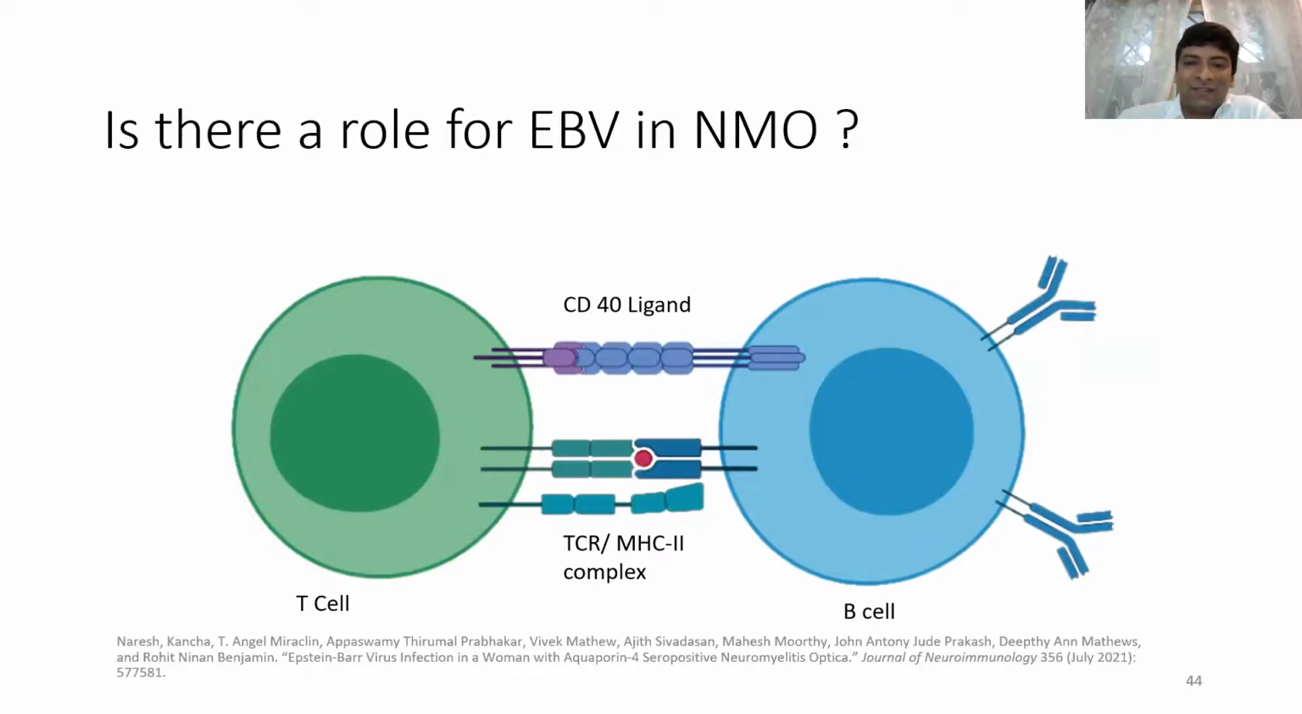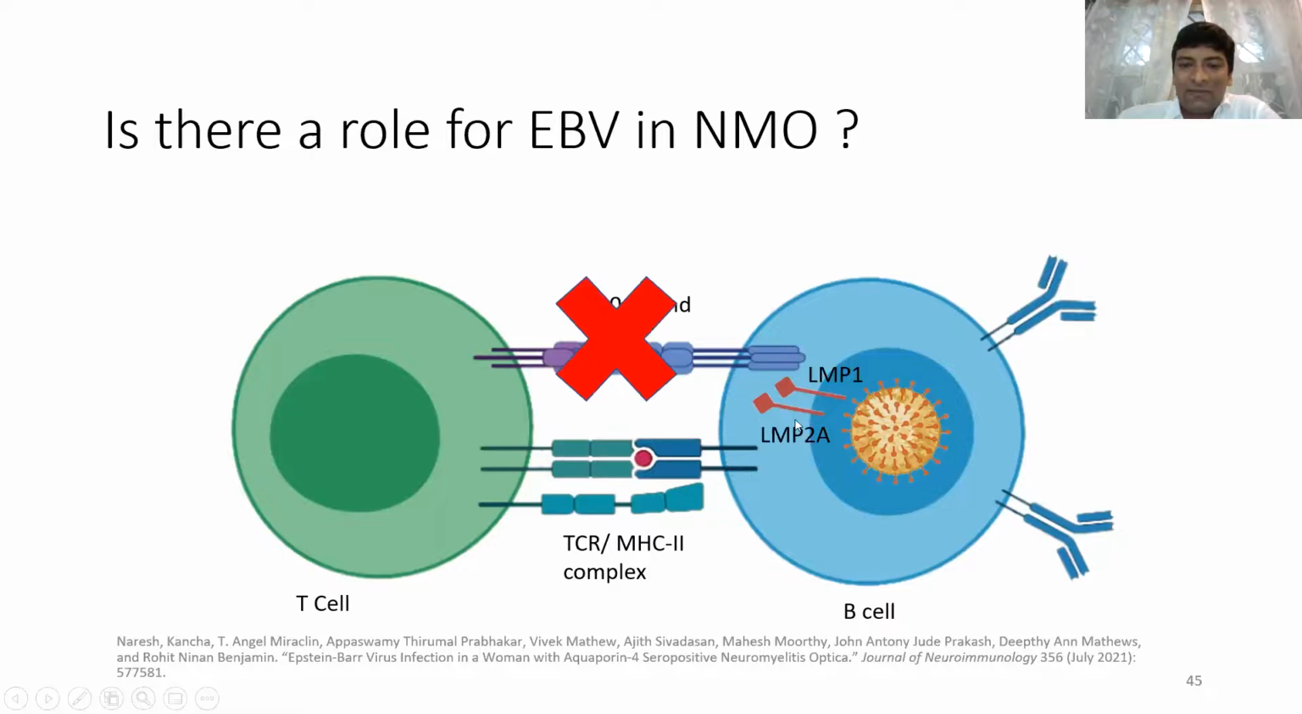So in NMO, one of the hypotheses is when the virus gets into the cell, the viral coat proteins LMP1 and LMP2A, they actually bypass the safety switch called the CD40 ligand, which is one of the necessary ligands for B cell activation. Okay, so these viral coat proteins mimic the function of an activated CD40 receptor. So now you have a primed B cell that is just waiting for an antigen.